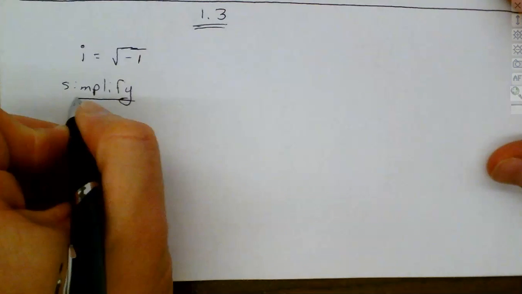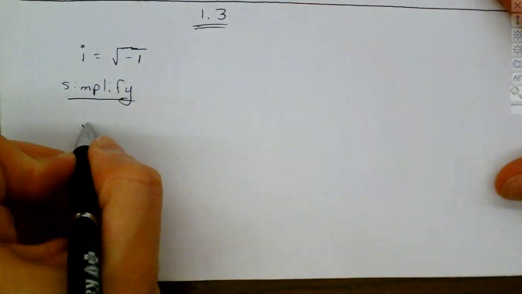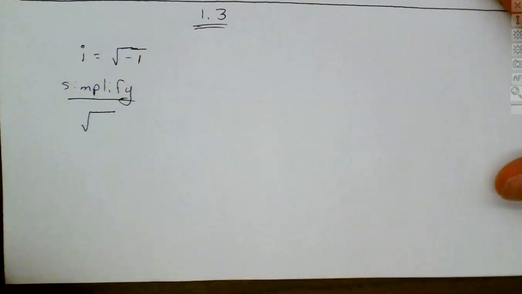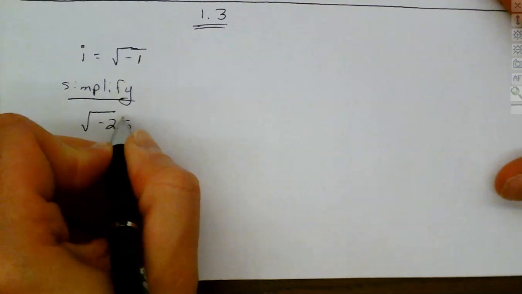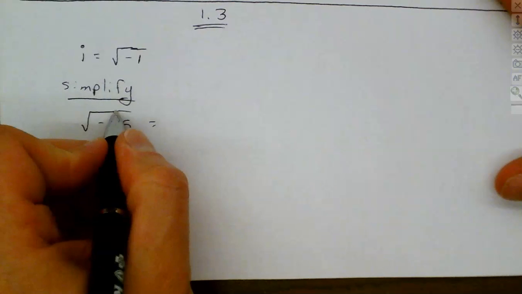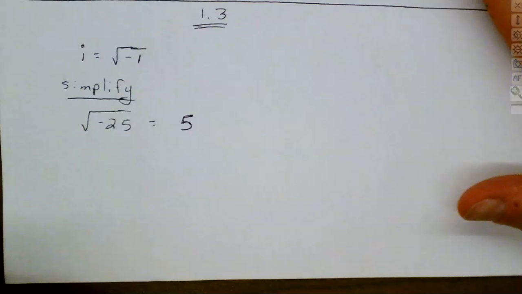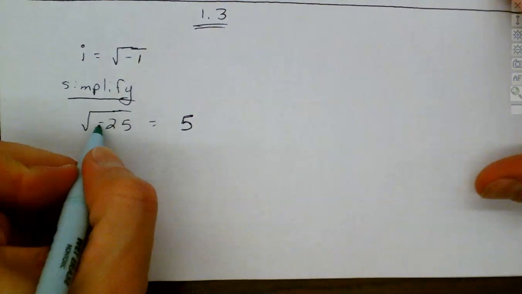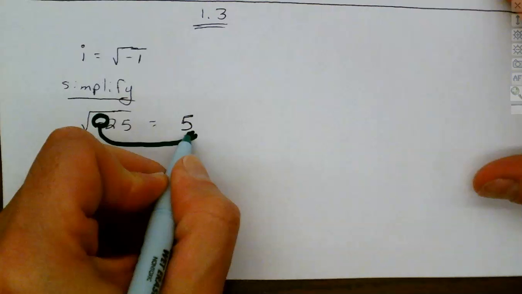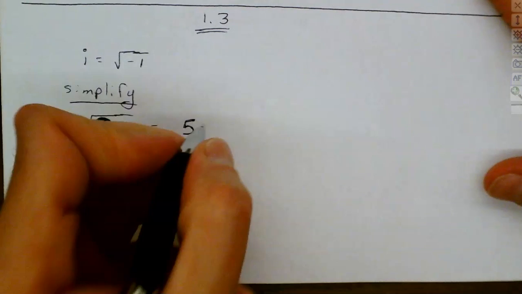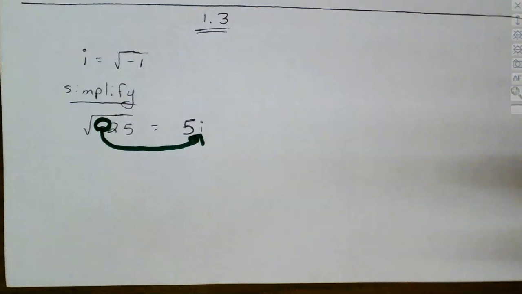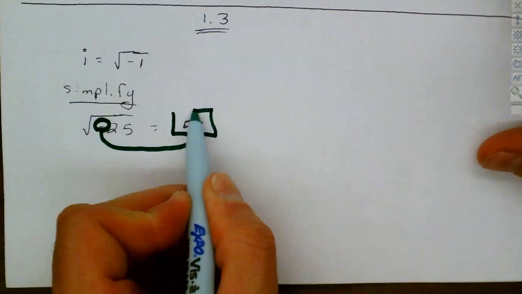So let's learn how to simplify some square roots down. We'll start off with a very, very easy one. Let's try to simplify or break down the square root of negative 25. Well, what's the square root of 25? 5. Okay? The only difference is there's a negative underneath this square root. So that tells us that an i comes out. That would break down to be simply 5i.